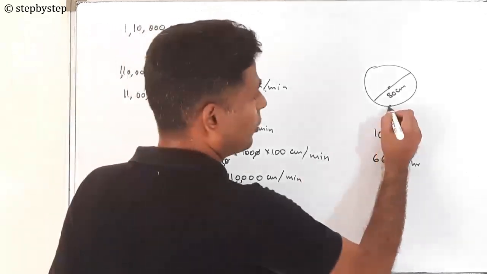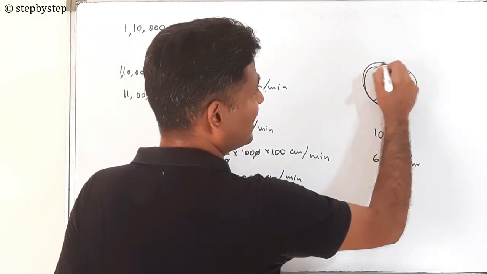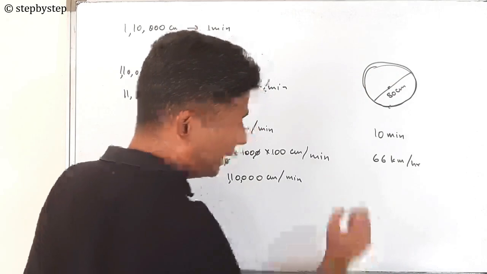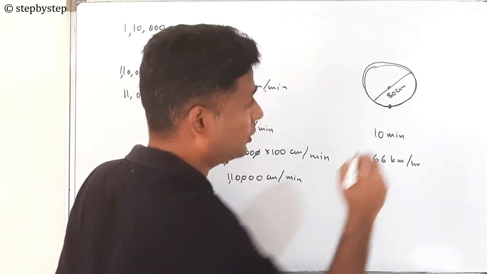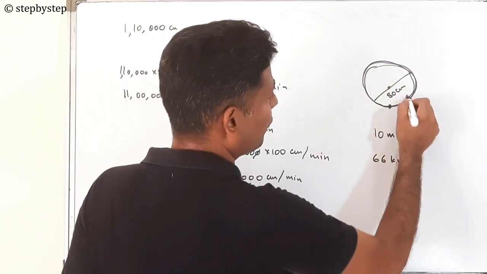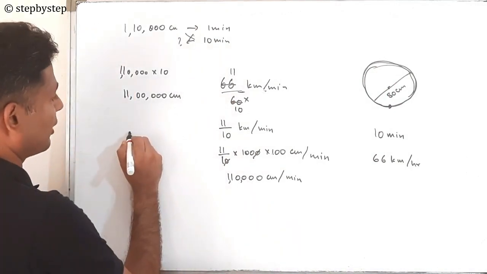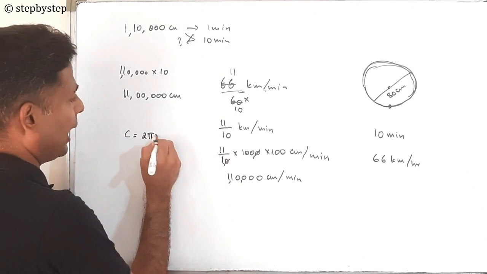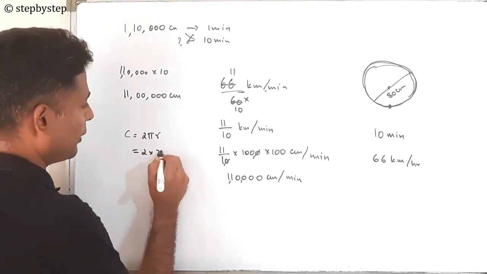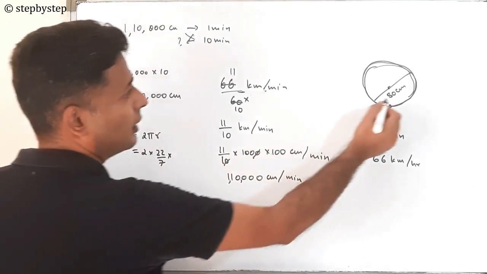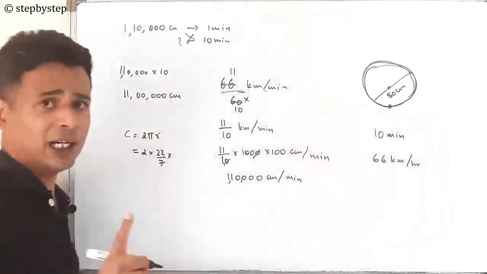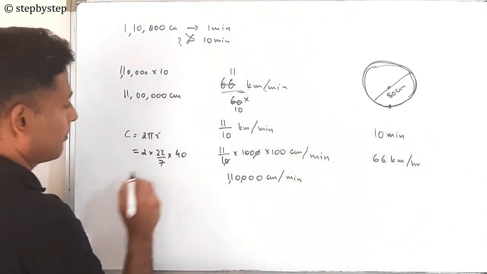When a wheel goes through one revolution, how much distance does it cover from here to here? The distance covered in one revolution is equal to its circumference. So we need to find the circumference of the circle. Circumference is 2 pi r, so we get 2 into 22 by 7 into radius. They have said the diameter is 80, so the radius will be 40.